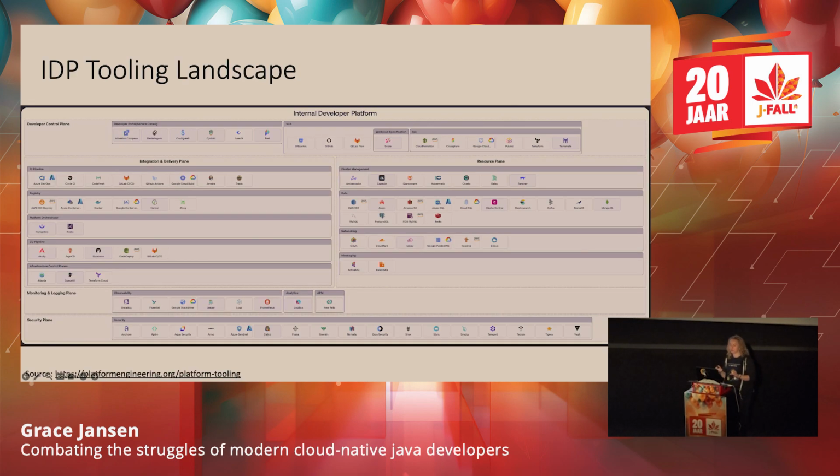Another one that's really useful is the IDP tooling landscape that's available from platformengineering.org. This is a really useful site, so if you've not seen it before, check out platformengineering.org. They expanded McKinsey's original IDP reference architecture with this tooling landscape. So a bit like the Cloud Native Foundation landscape that we saw earlier, but this one's more specific to IDPs.